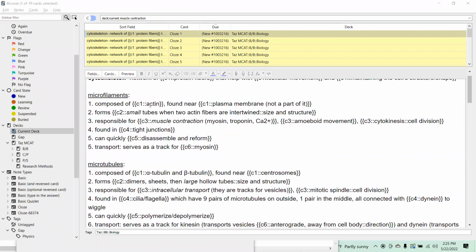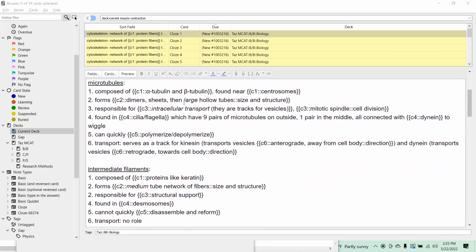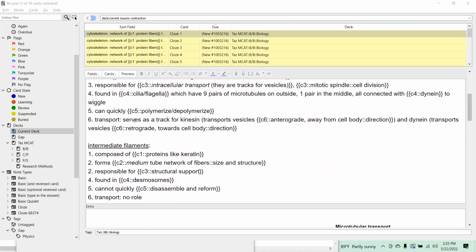Microfilaments are the ones that help you with muscle contraction and help you with movement, because we saw that treadmilling, right? That ability of the negative end to dissociate and the positive end to reassociate. Microtubules are large hollow tubes that help with transport, vesicle transport. And there's also kinesin and dynein.